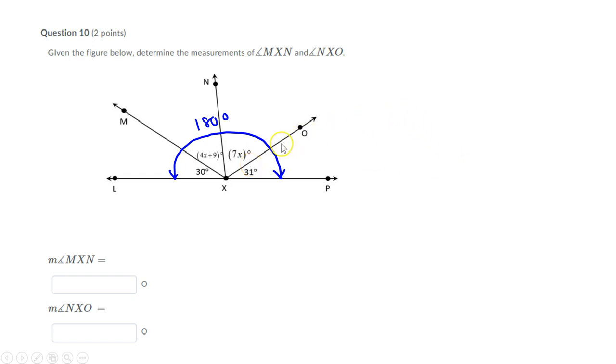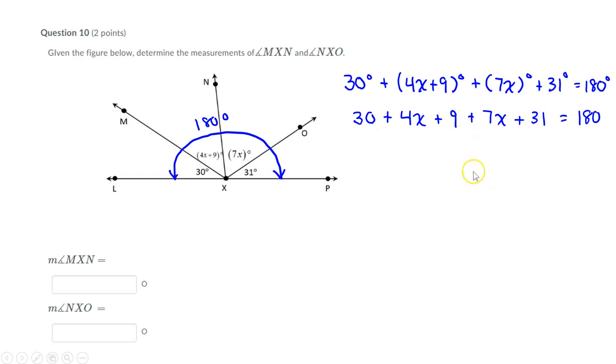With that in mind, I'm going to set up an equation based off of that. 30 plus 4x plus 9 plus 7x plus 31 equals 180. I had the degree markers on it, but we can leave those off for the time being. Since everything is addition here, I really don't need the parentheses. Now I'm going to combine like terms. 4x and 7x is 11x. 30 plus 9 plus 31 is 70. So 11x plus 70 equals 180. I would subtract 70 from both sides to get 110, and divide both sides by 11 to get that x equals 10.